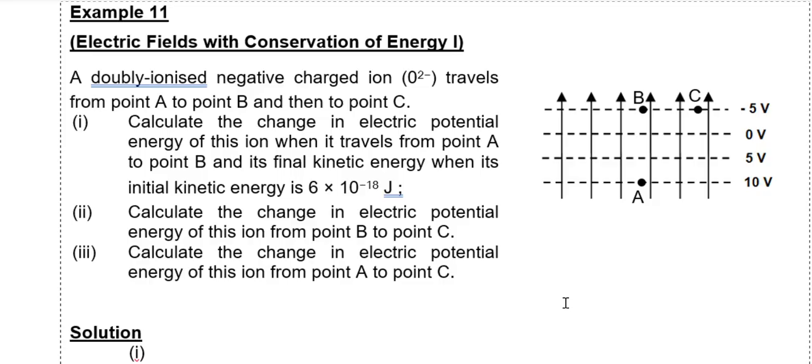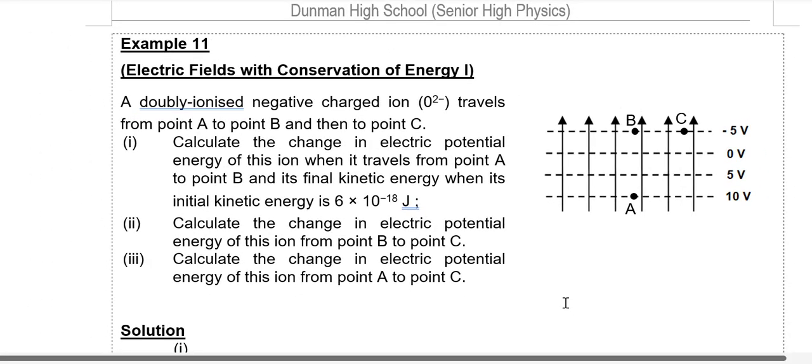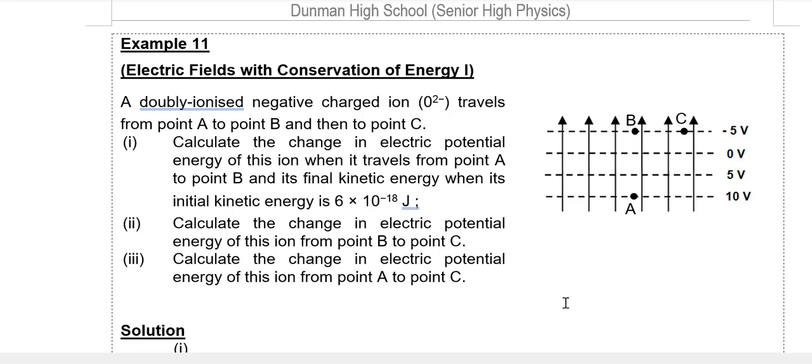All right, so let's do a quick example here. A doubly ionized negative charge, O2 minus, travels from A to B, then to C. You try this yourself, and we'll come back in a moment to discuss. Right, we're back from the pause. I hope you found time to work on it. Calculate the change in electric potential energy of this ion as it travels from point A to B. So I go from here to here.